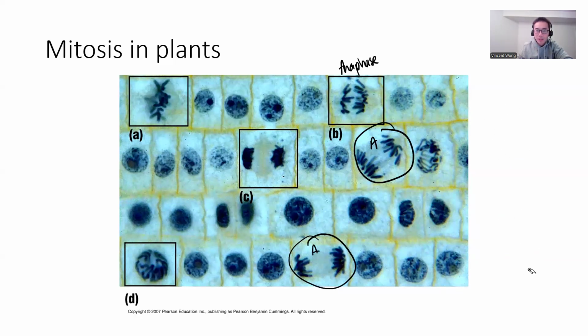So I might give you some of these pictures to identify on the quiz and test, right? This one, hopefully you know it's metaphase. Metaphase is right in the middle. This one is telophase. Some people have a hard time telling anaphase and telophase apart.